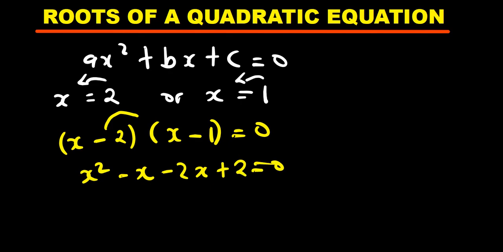Then let's put the like terms together. So you have x squared minus 3x plus 2 equals 0. So this is how we solve, and this is our equation. Now this is when we're using numbers. But how about if you want to come up with an equation that will account for every general expression when you're given two roots?